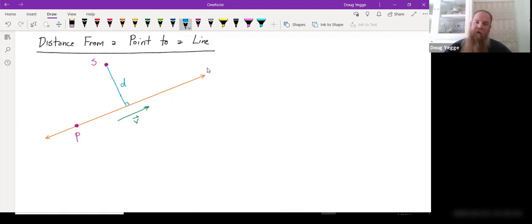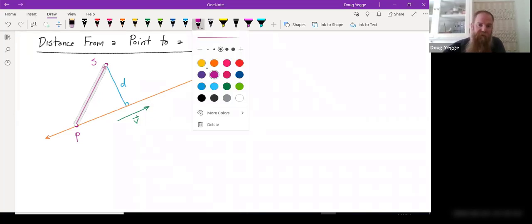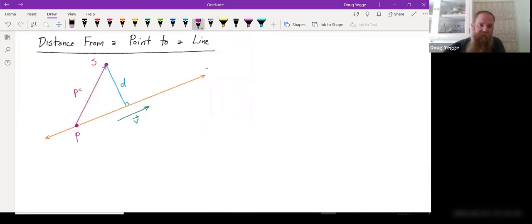Now, the only way we can think to possibly do this is to use something that we already know about the line itself. If we're given a line, we're given the initial point, or some point on the line, and we're given the direction that it's moving in. So what we're trying to do is find that distance. So why don't we go ahead and draw a vector from P to S? By doing so, we should realize that we now have a right triangle. And since we know both of those points, we could find what that vector is. So why don't we label that vector as the vector PS?